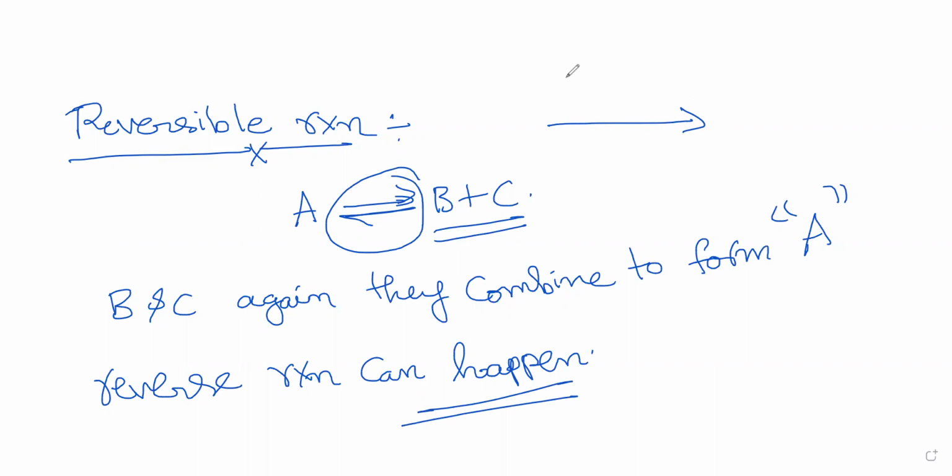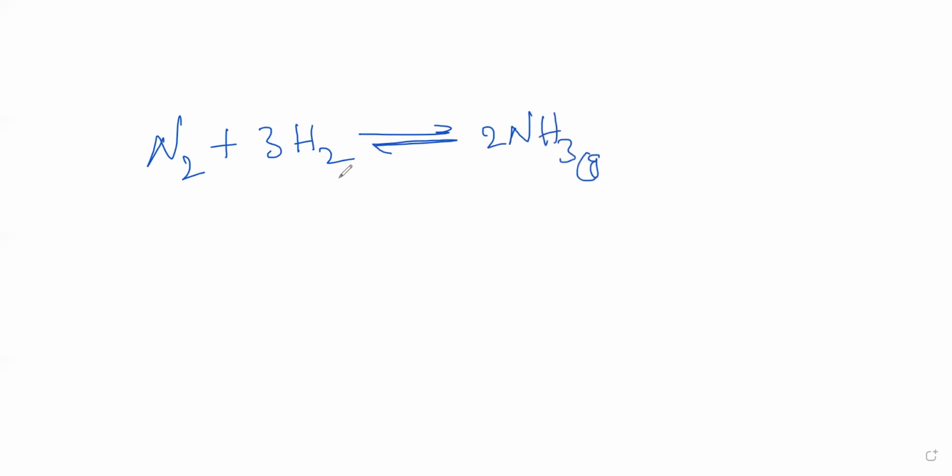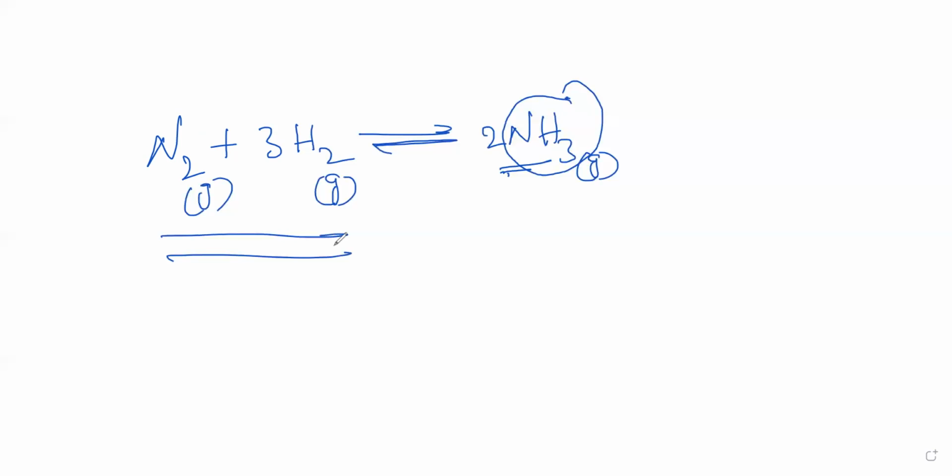Now let us see some examples of reversible reactions, which is N2 plus 3H2. This is the formation of ammonia to get 2NH3. See, this is a gas, this is a gas, and this is also a gas. So these two gases will combine to form 2NH3, that is ammonia. Now ammonia NH3 can decompose back to form these two. So that can also happen. That is a kind of reversible reaction.